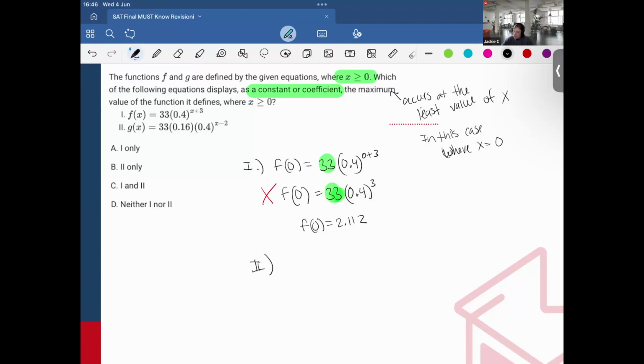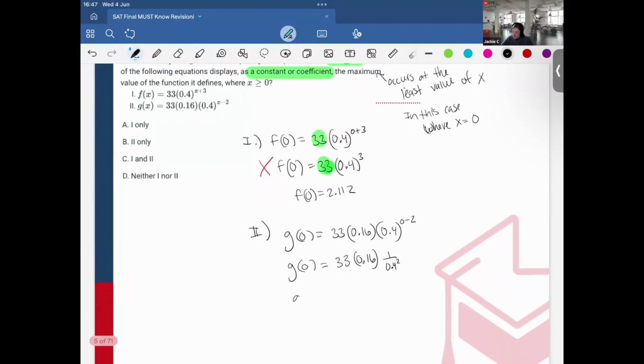Let's check number 2. So same thing, I would put g of 0 is equal to 33 times 0.16 times 0.4 raised to 0 minus 2. Okay, so when we plug this in, I'm just going to write this as an exponent. This would be 1 over 0.4 squared. And that would be equal to 33 times 0.16 multiplied by 1 over 0.16. And oh my goodness, isn't that crazy? These are going to cancel. And I'm left with g of 0 is equal to 33.